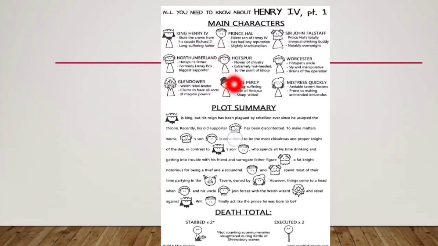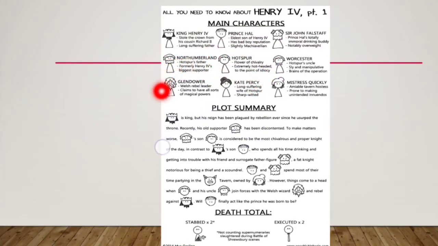wrong decisions. Then there is Worcester, who is Hotspur's uncle, and he is the sly and manipulative character, and he is the brain behind all the operations that are happening in Henry IV Part 1. So a civil war is brewing in the background, and Worcester is the master brain behind the civil war. He is also the uncle of Hotspur Percy.